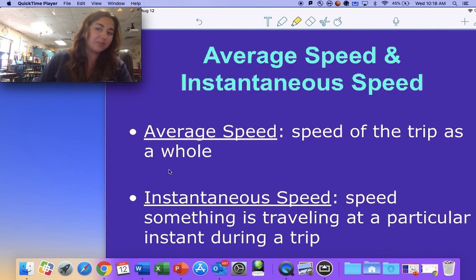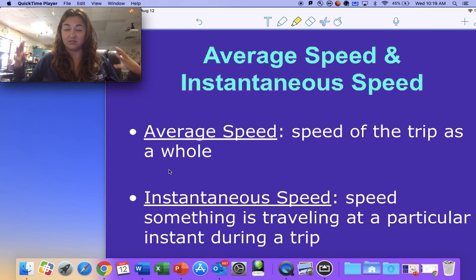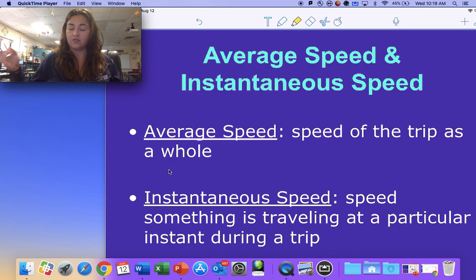So we are going to start off today by defining a couple of terms that you've probably heard before. Average speed versus instantaneous speed. And average speed is what you think of. It's that math average, a way of gathering information about the whole speed of the trip, just combining it all into about how fast you went if you could even it out for the whole trip.